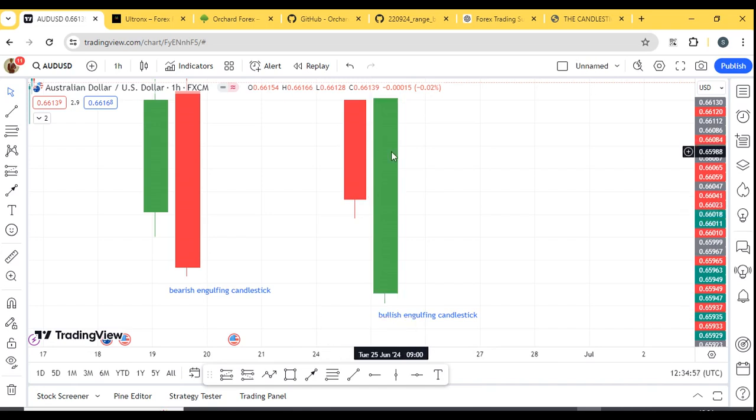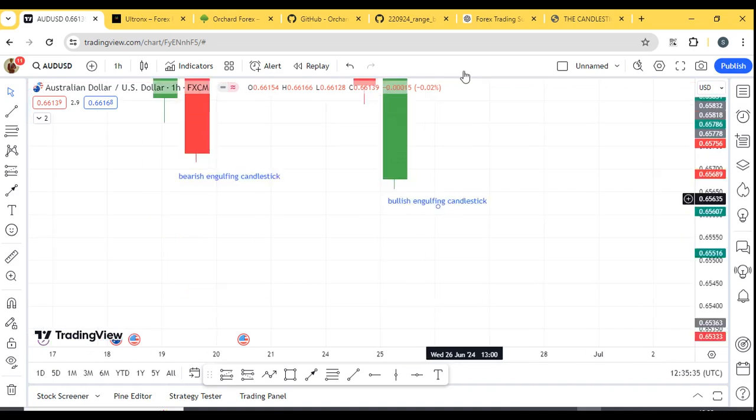A bullish engulfing candlestick is the vice versa of a bearish engulfing candlestick. At the beginning, you have a bearish candle, which can have a big body or a smaller body, then followed by a bullish candle, which can also have a smaller body or a bigger body. Whichever way, the important note is the second candle must be a bullish candle. That is what we call a bullish engulfing candlestick.